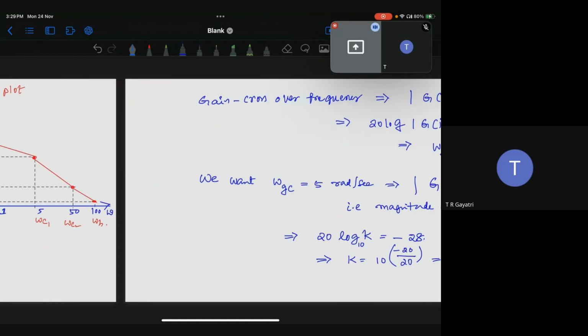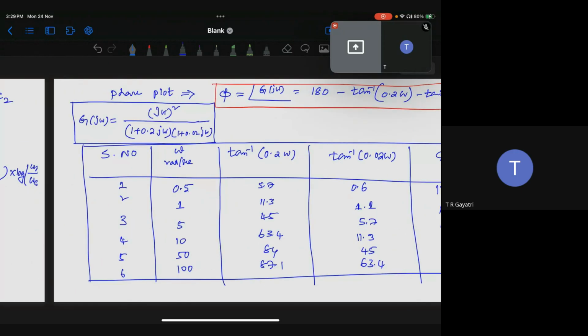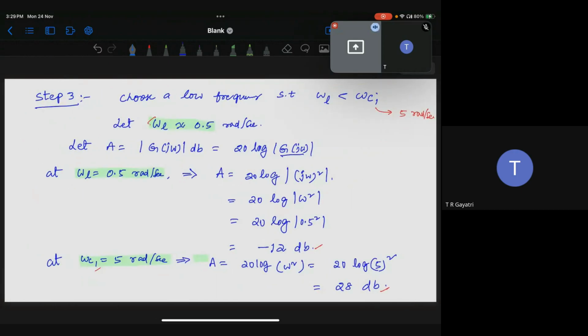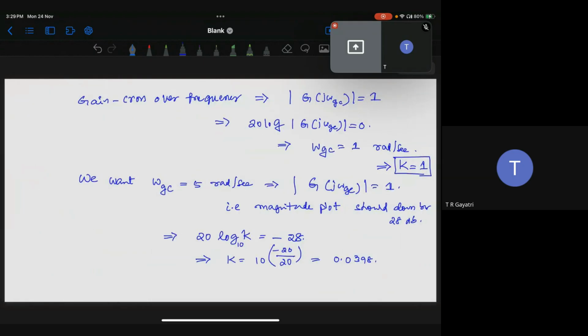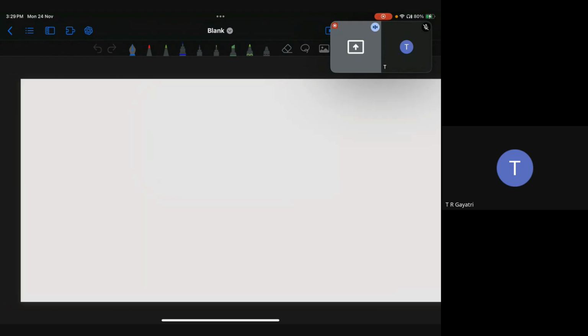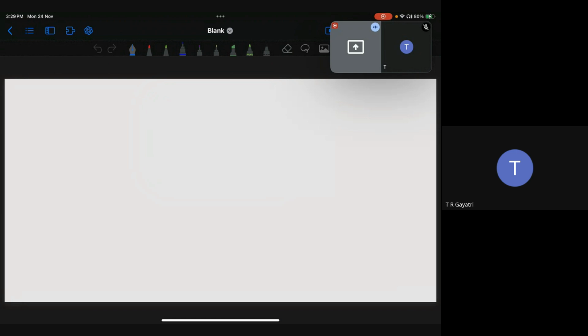So the point here is phase margin and gain margin. They are related to phase crossover frequency and gain crossover frequency. Okay, so we'll see the next question. In the same way, let's take the second question.